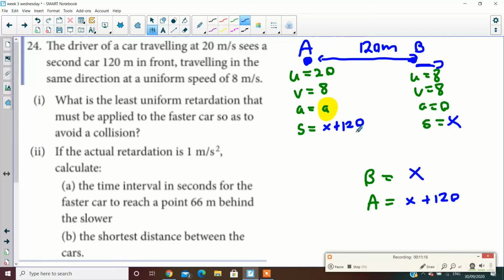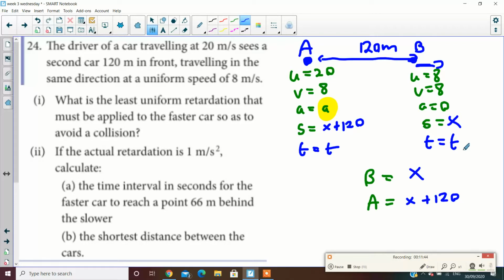Does the question start at the same time? Is one of them delayed, or are they both moving at the same time? So that means we can use the same t value. Time is the same. Alrighty. Now, one of the more interesting ones.